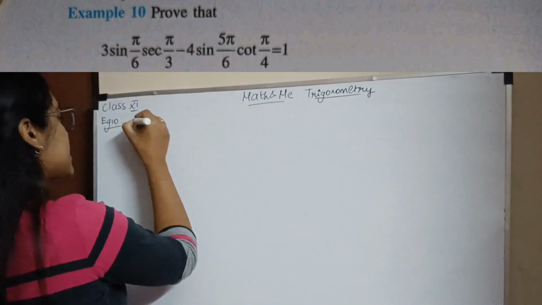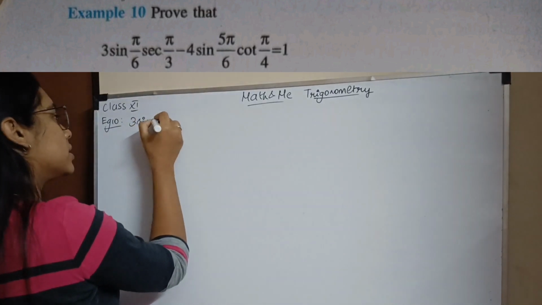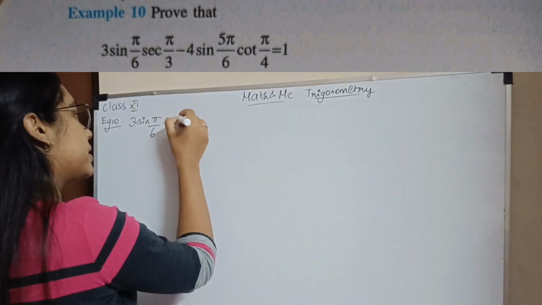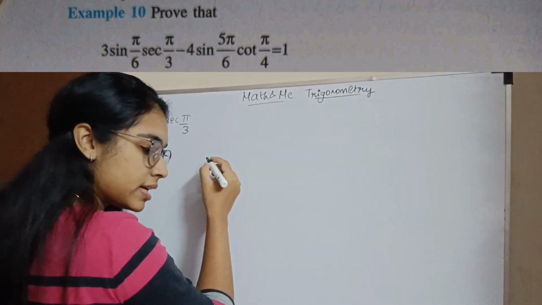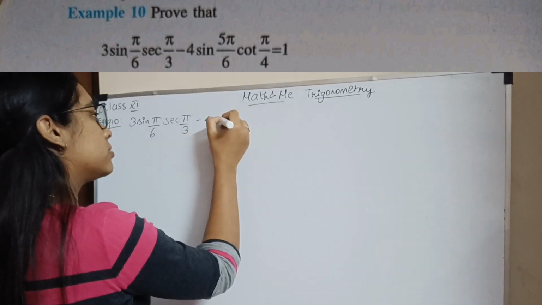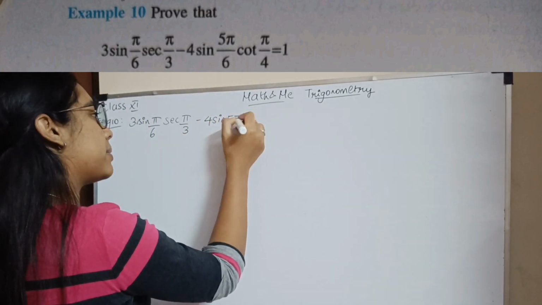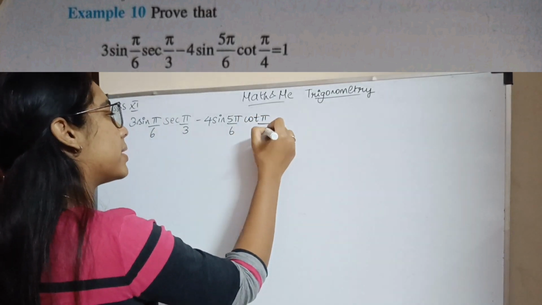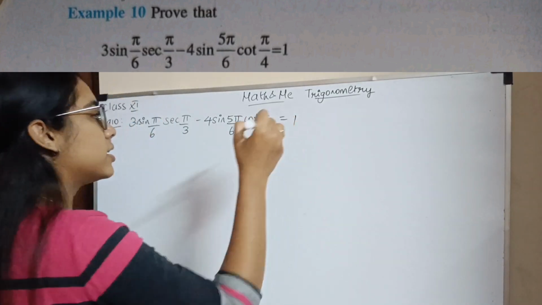Prove that 3 sine pi by 6 secant pi by 3 minus 4 sine 5 pi by 6 times cot pi by 4. I have to prove that this is 1.